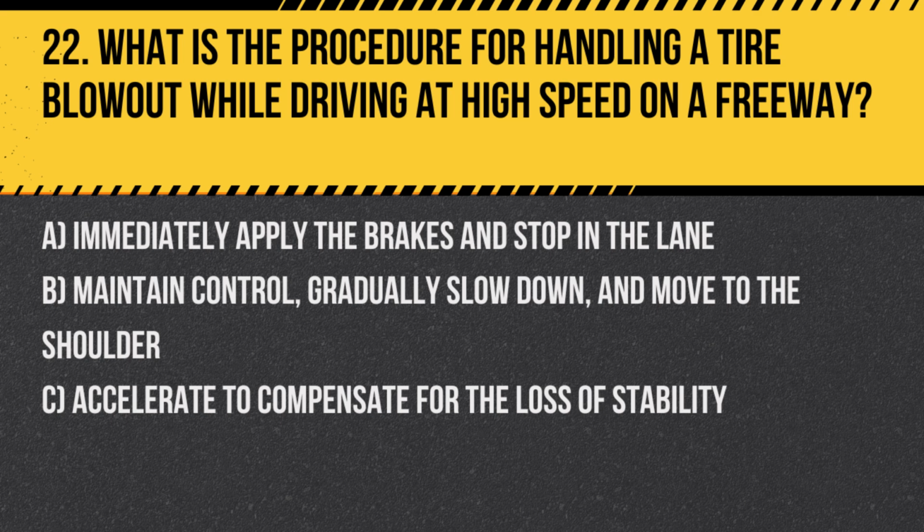Question 22. What is the procedure for handling a tire blowout while driving at high speed on a freeway? A. Immediately apply the brakes and stop in the lane. B. Maintain control, gradually slow down, and move to the shoulder. C. Accelerate to compensate for the loss of stability.